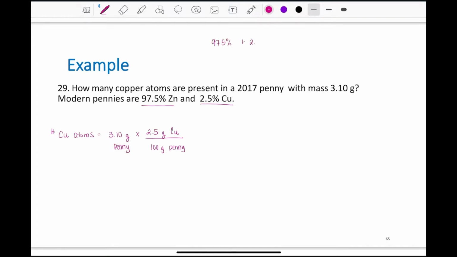97.5% plus 2.5% equals 100%. If I assume 100 grams, that means that 97.5 grams would be zinc and 2.5 grams would be copper, which means if I had 100 grams of pennies, 2.5 grams of that would be due to copper.